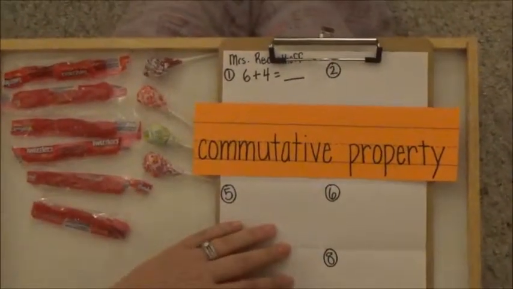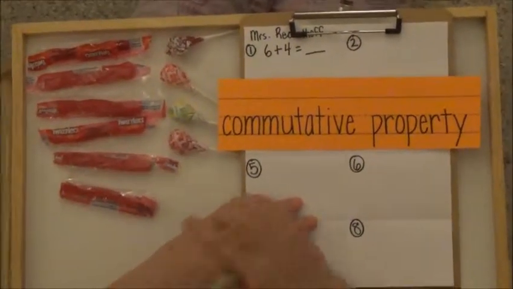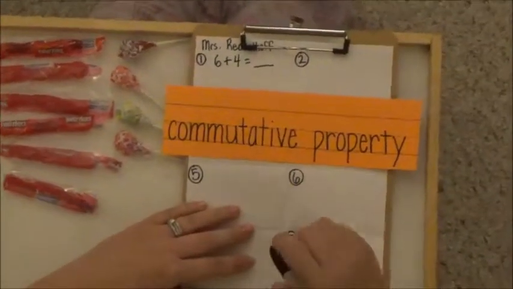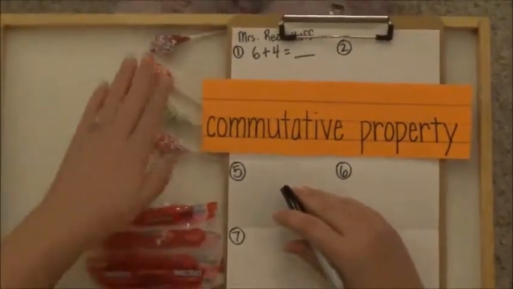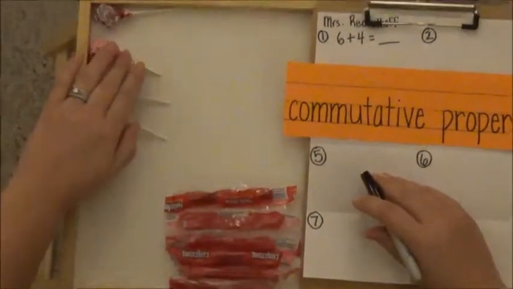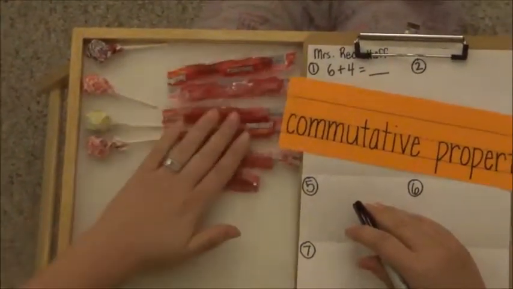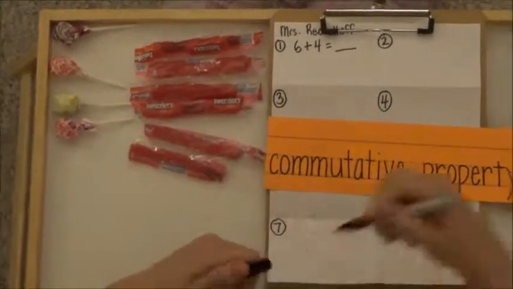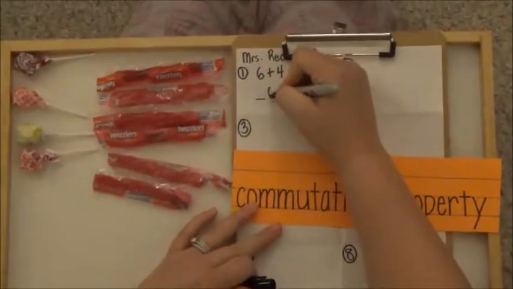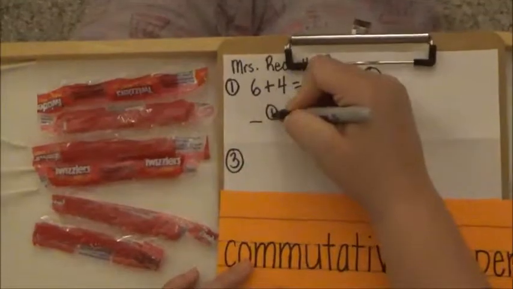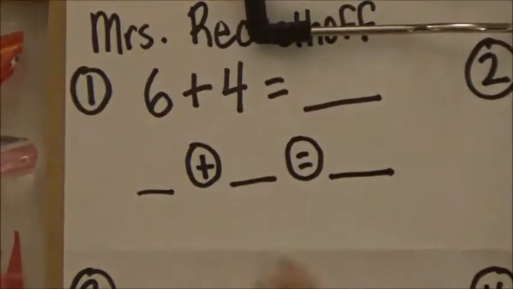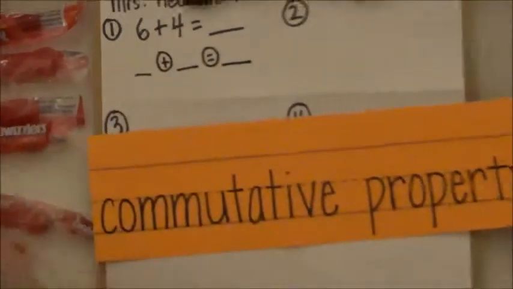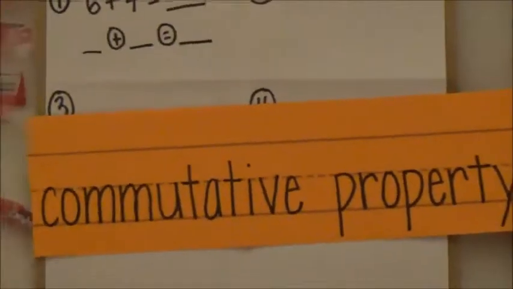And then, boys and girls, we're going to use the commutative property to add them the other way. So what you're going to do is put the suckers first and then add the Twizzlers. So I want you to write another problem that shows the commutative property of 6 plus 4. So what would be the commutative property?